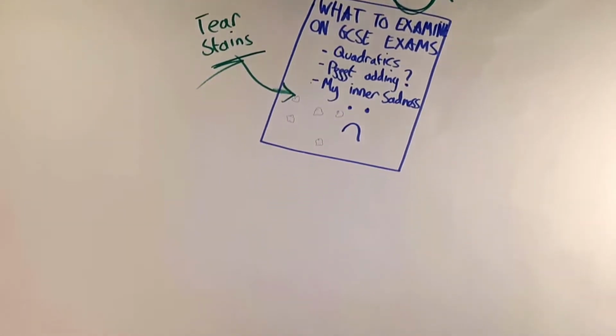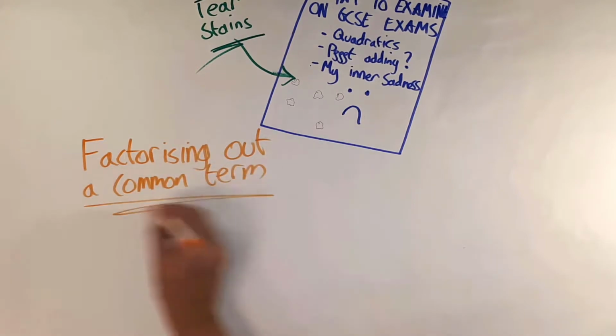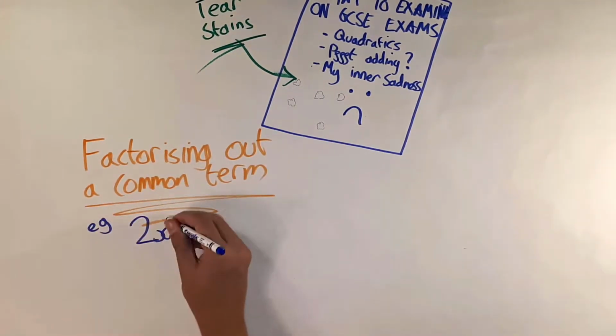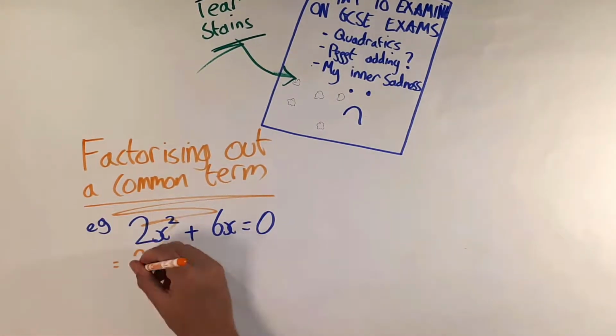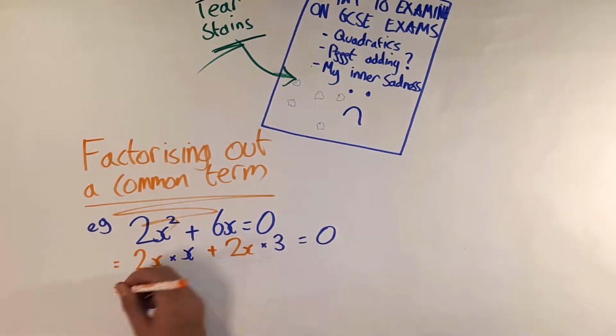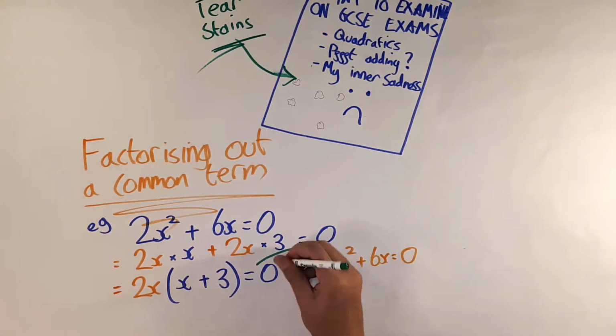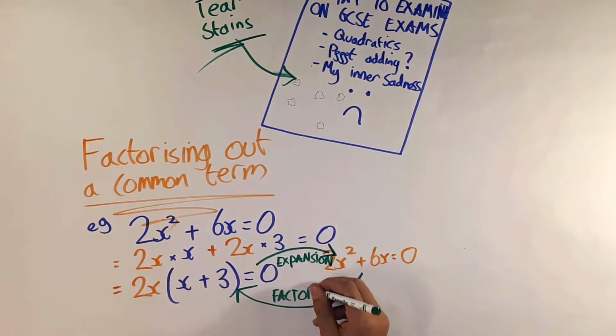The most simple kind of factorisation they can ask you to do is one where every term in an equation has one factor in common. For example, if we look at 2x squared plus 6x equals 0, we can see that both 2x squared and 6x are multiples of 2x. We can therefore divide both of these terms by 2x and put it on the outside of the bracket. This gives us two equations which mean the same thing, but one has been expanded and one has been factorised.